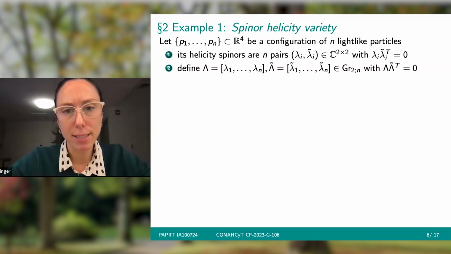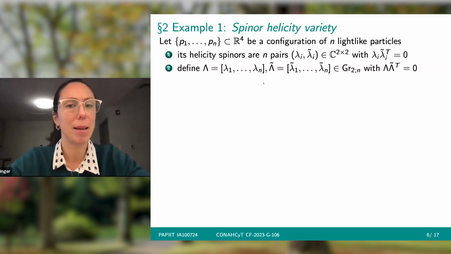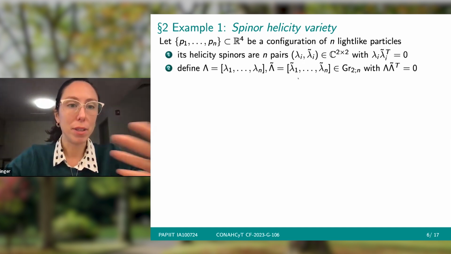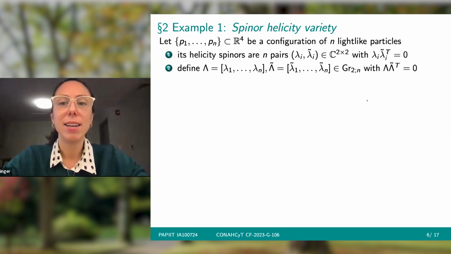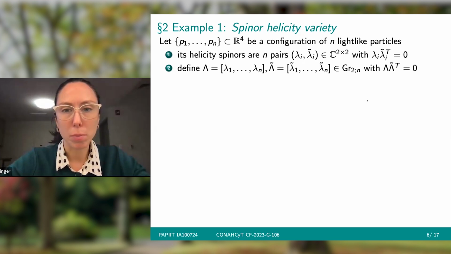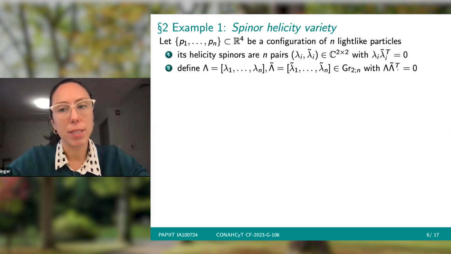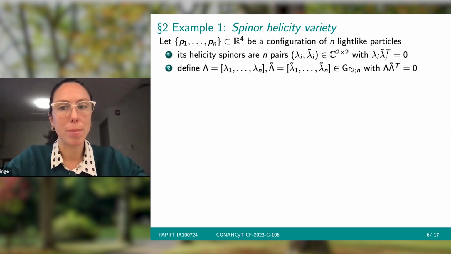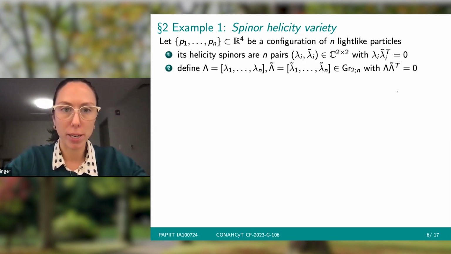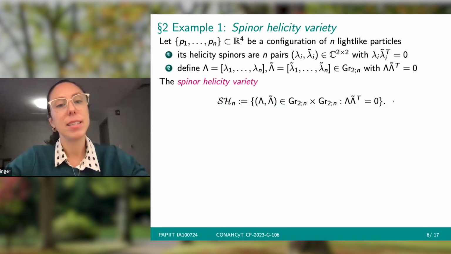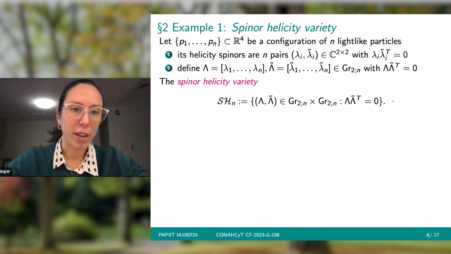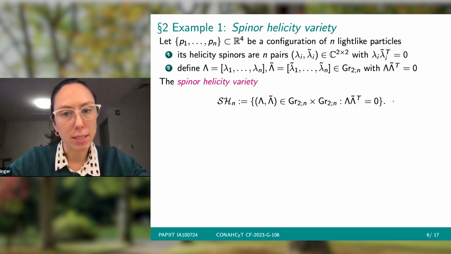And I'm going to stack these in matrices, capital lambda and lambda tilde. These matrices are going to be of full rank, so I can think of them as points in the Grassmannian Gr(2,n). And they will satisfy that if I multiply lambda with lambda tilde transpose, I still get the 0 matrix. And this is the motivation to define the following space called the spinor helicity variety.